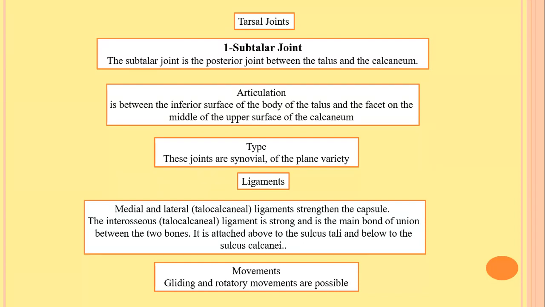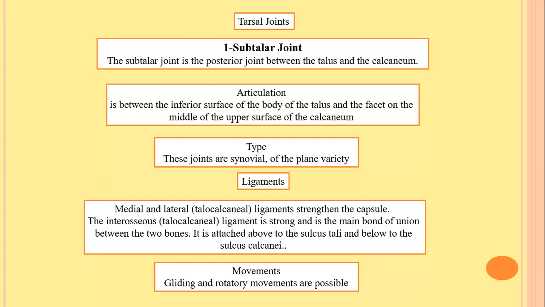The posterior joint between the talus and calcaneum, the articulation you have seen in the previous slide: the inferior surface of the body of the talus and the facet on the middle of the upper surface of the calcaneum. This is a synovial plane type, which means gliding movement is going to occur on this, and some sort of rotatory movement also will occur.